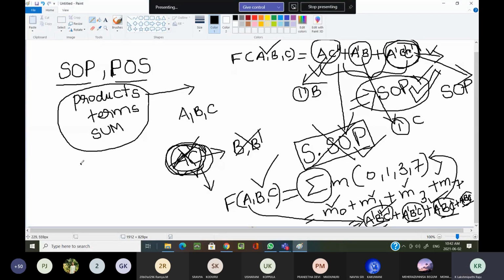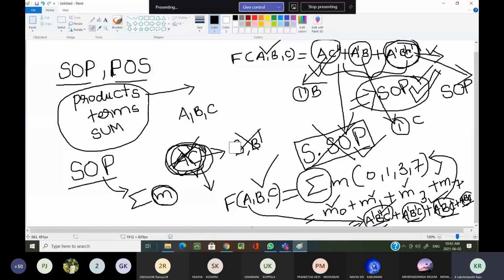Now, SOP means sum of products. If you are representing SOP in standard form, you are using the symbol sigma for summation, and clearly we should use small m only. Why? Because in SOP we are summing all the product terms. How are we representing product terms? By using small m, min term. Min term means small m.